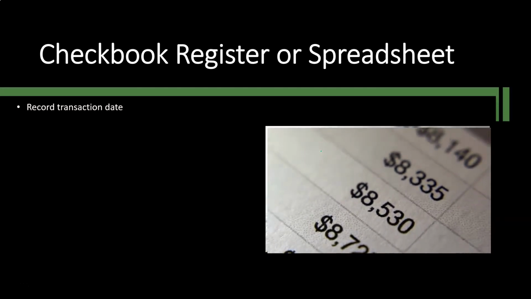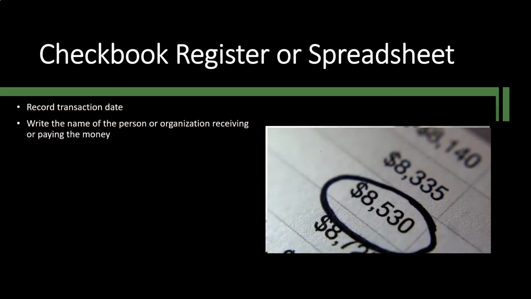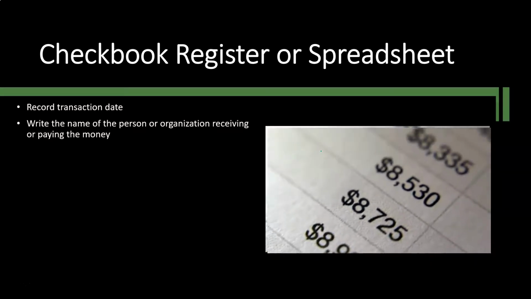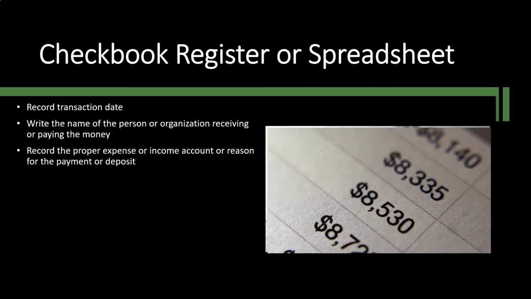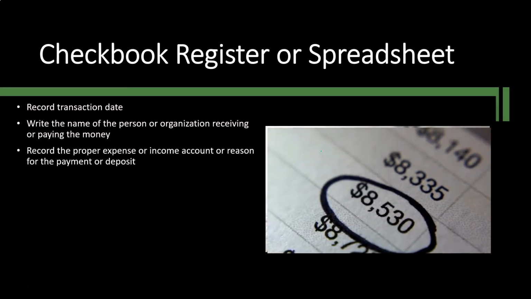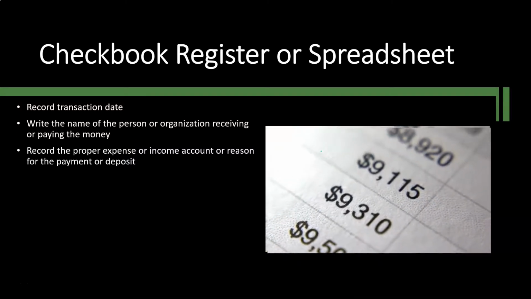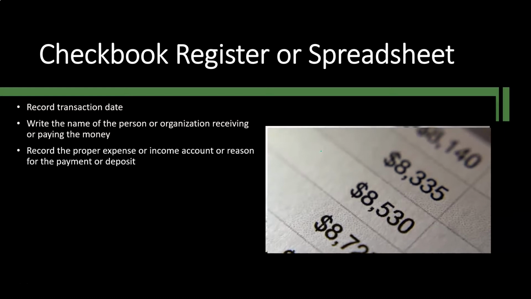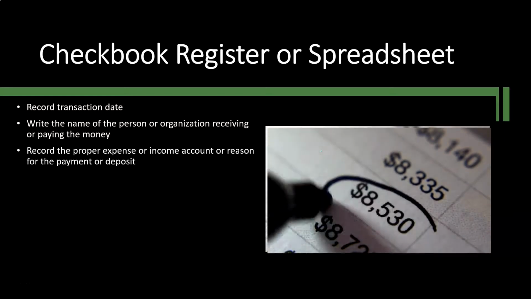So what would you do? You just record the transaction date as you record it in, say, the check register. Write the name of the person or organization receiving or paying the money. So you want to note who you're paying if you're writing a check. When you're receiving deposits, you probably only have a few people that you get deposits from. If you're, say, a W-2 employee, I know I got all my deposits from my employer.